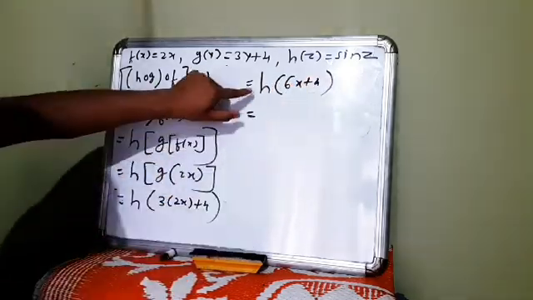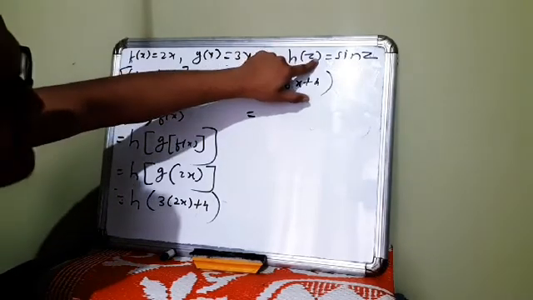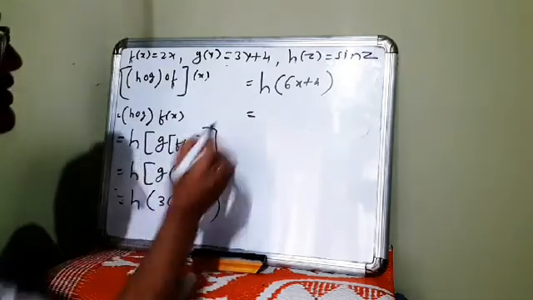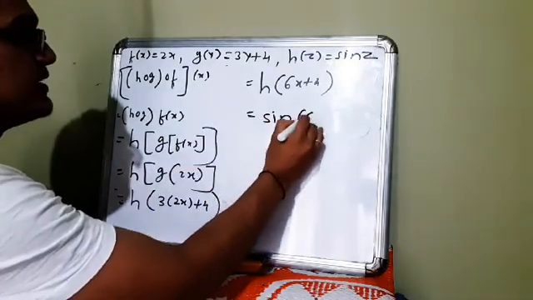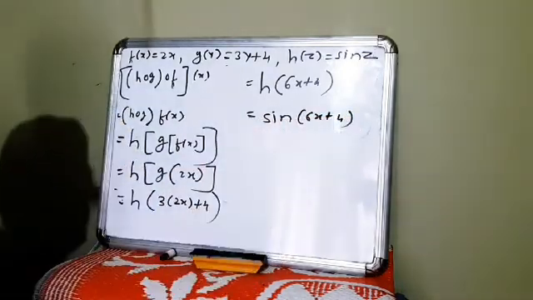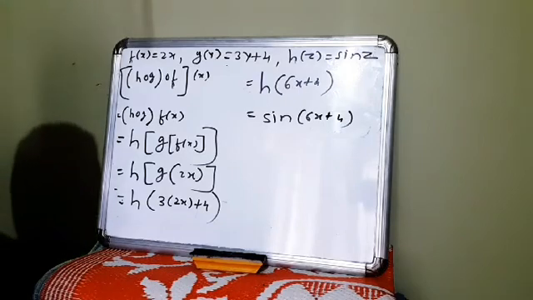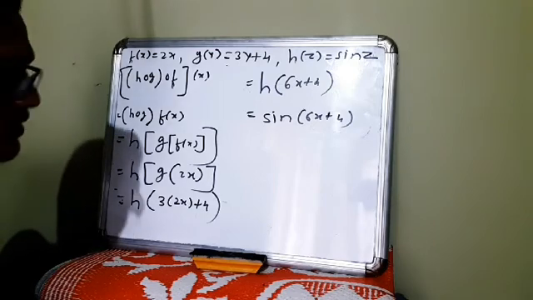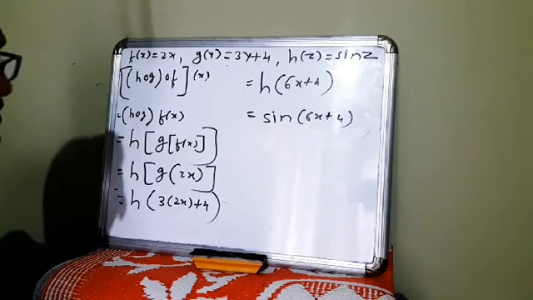Now the outside function is h. But what is h of z? Sine z. Meaning in the place of z we have to put this value. Therefore sine of 6x plus 4. This is your RHS. So LHS also we got the same. Therefore LHS is equal to RHS.